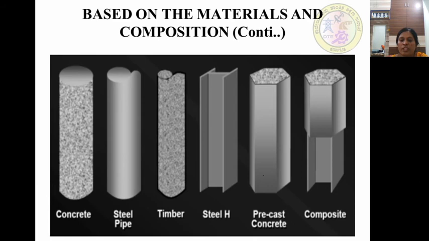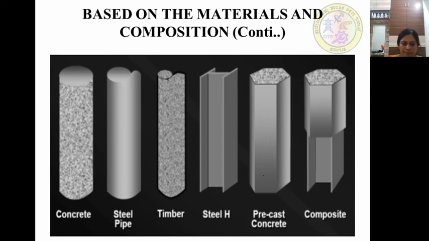Similarly, the portion of a steel pile within a corrosive environment can be covered with concrete as protective material. Plastic piles are used in special applications such as marine environments, within soil zones exposed to seasonal changes. So these are classified based on the materials.